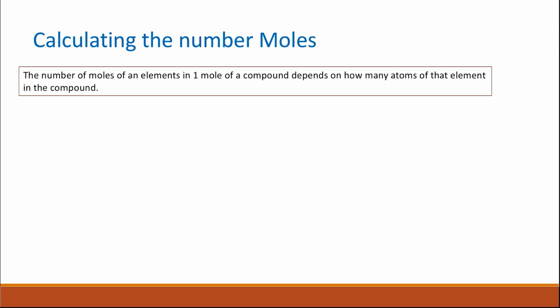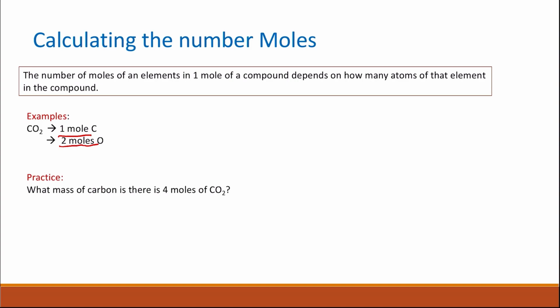So you can also calculate the number of moles of an element within a compound if you know how many atoms of that particular element are in the compound. For example, carbon dioxide is formed of 1 atom of carbon and 2 atoms of oxygen. So 1 mole of carbon dioxide will contain only 1 mole of carbon. However, it will contain 2 moles of oxygen because it has 2 atoms of oxygen.